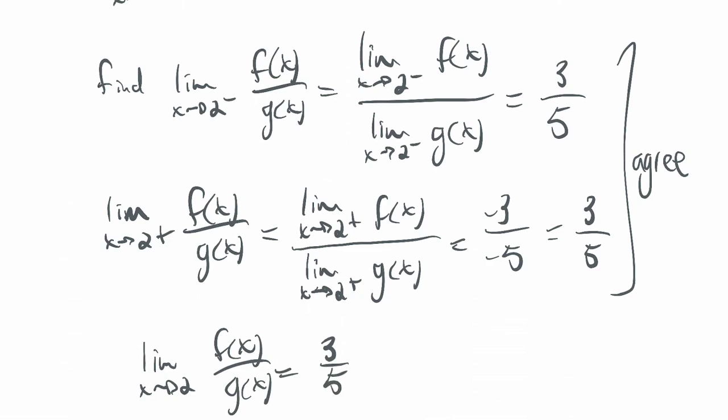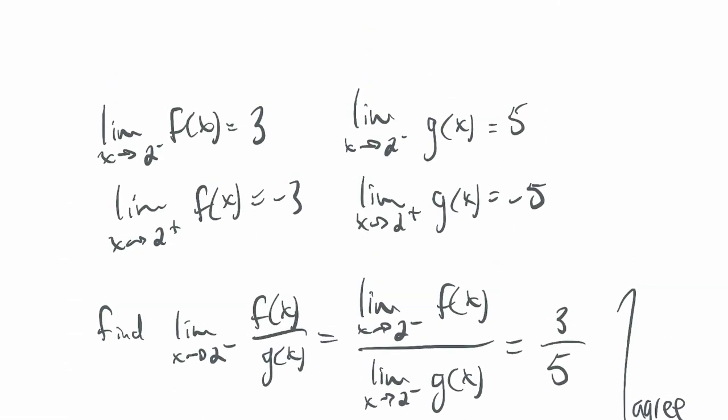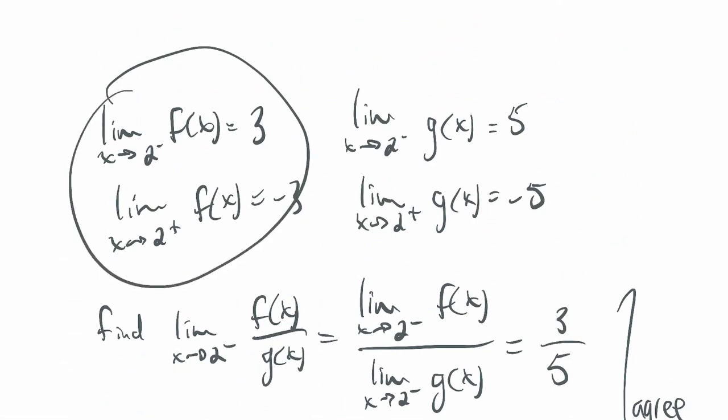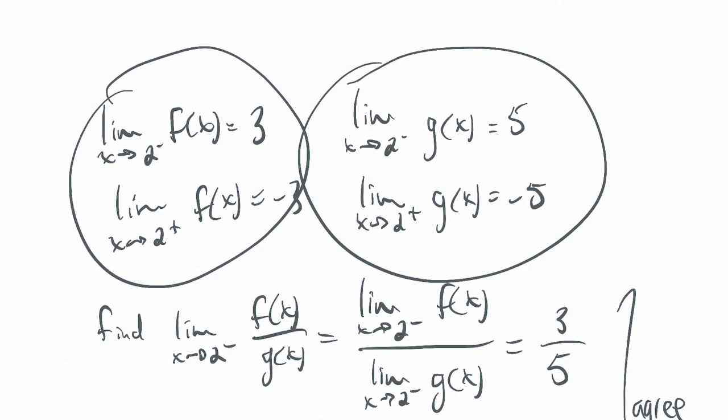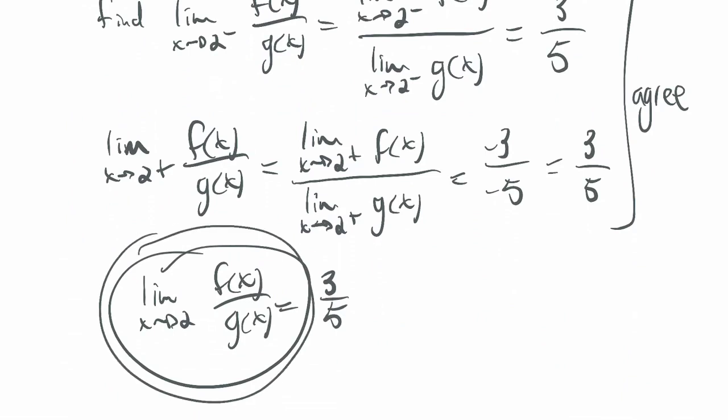What some people will do is they will do this instead. When asked to find the two-side limit, they'll look at the table of numbers and go, well, this limit doesn't exist because the two one-side limits are different, which is true. The limit as x goes to 2 of f of x does not exist, true. And the limit as x goes to 2 of g of x doesn't exist either, which is also true. But that's not what the question asks for. The question asks for the limit of the ratio.